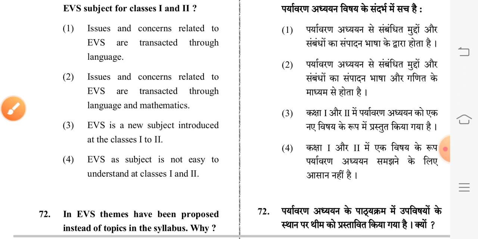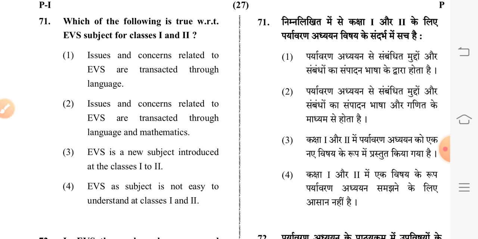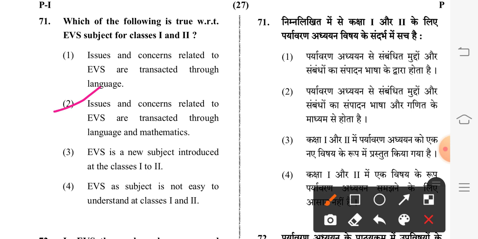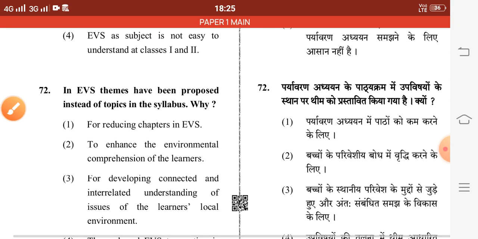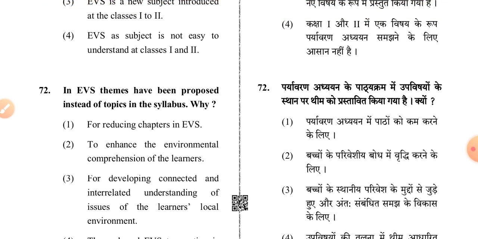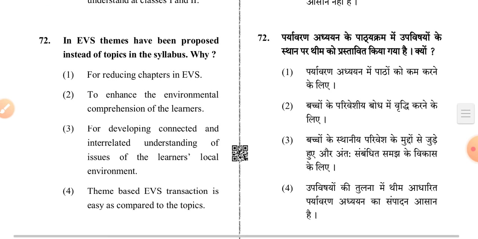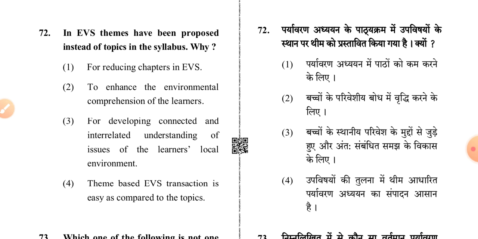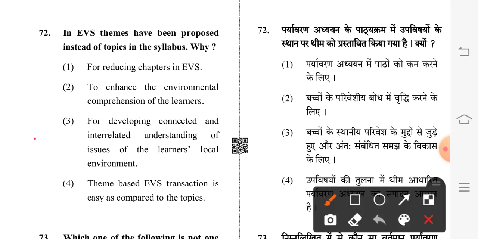Next question, question number 71. Which of the following is true with respect to EVS subject for class 1 and 2? Second option is correct. Issues and concerns related to EVS are transacted through language and mathematics. Next question number 72. In EVS, themes have been proposed instead of topics in the syllabus. Why? Third option is correct. For developing connected and interrelated understanding of issues of the learner's local environment.